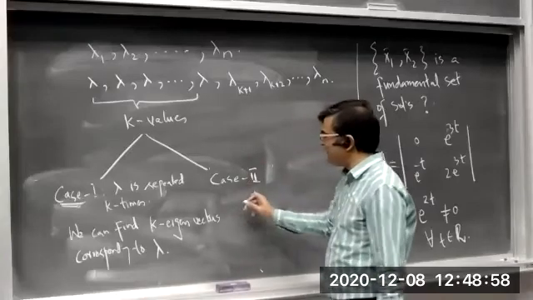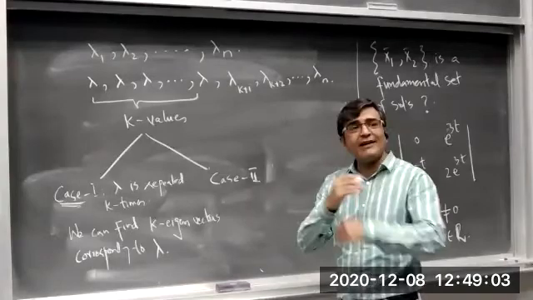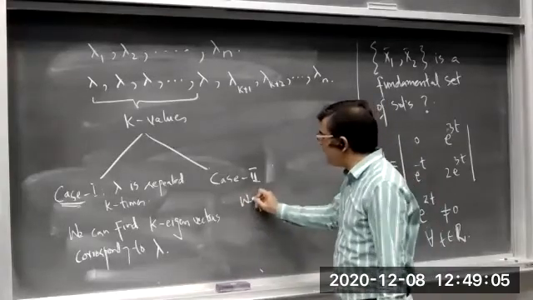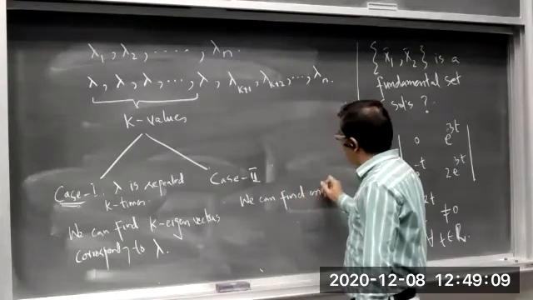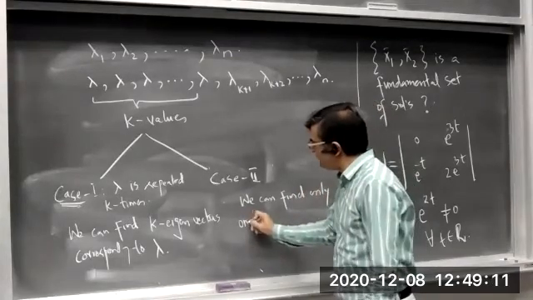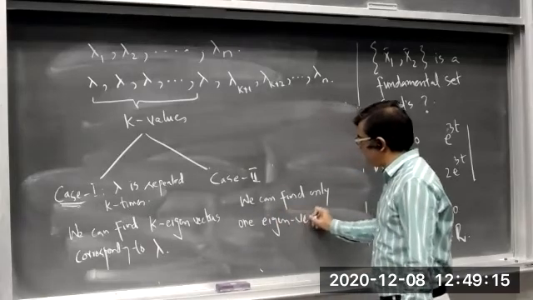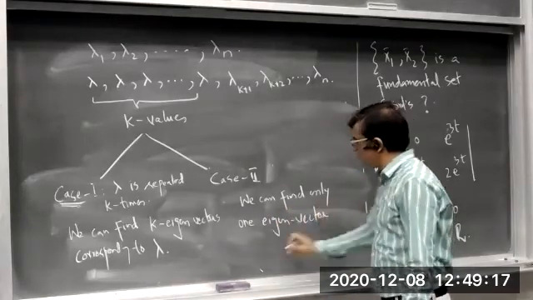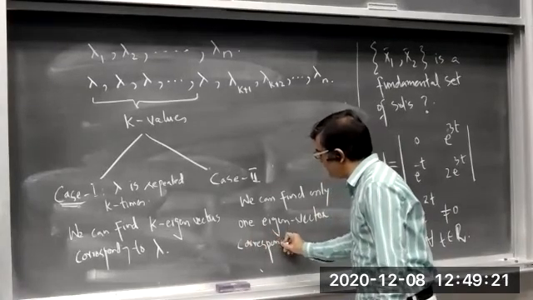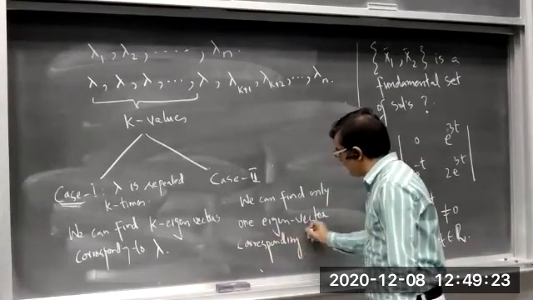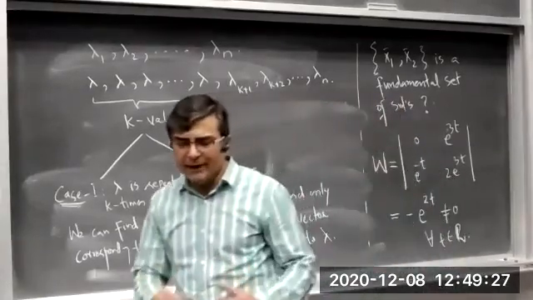The second case is lambda repeated k times, and we can find only one eigenvector corresponding to lambda.